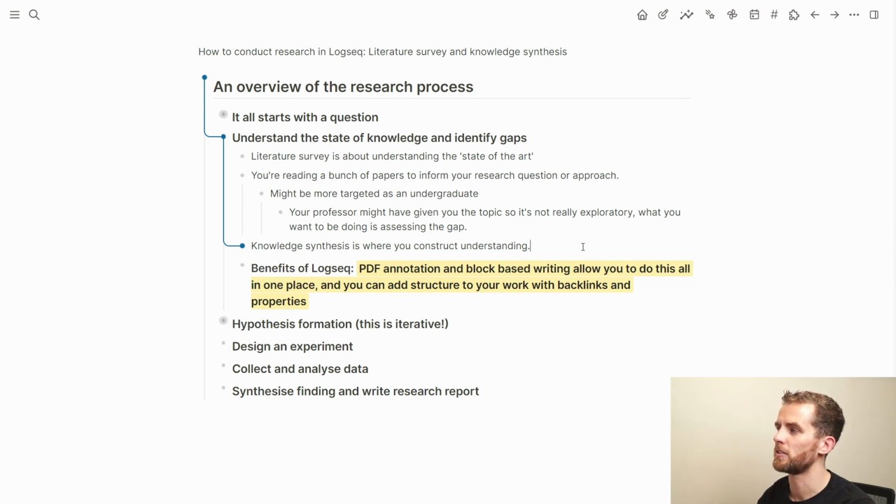Now, the benefits of Logseq in this area is the PDF annotation, which is a huge win, and then the block-based writing. And it allows you to do all of this in one place and to structure your work. And there's many different ways of doing that, but you can use backlinks, page properties. All of this just allows you to find the information that you need, and also find the context from where that information was sourced. So we're going to look at this a little bit later. I realize that it might be a little bit convoluted at first, but this is just the process.